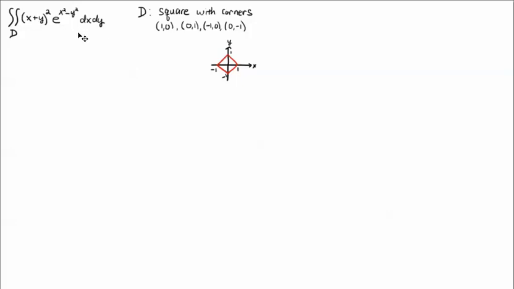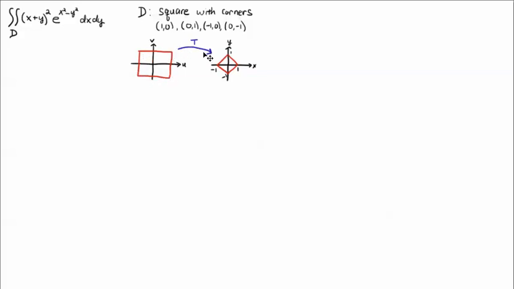Hello students. In this problem, we're going to compute this integral over this region, which is a little square, but it's tilted, and it has these corners. In order to compute this integral, we're going to transform to another coordinate system. And in this coordinate system, we're going to compute this integral over a rectangle.